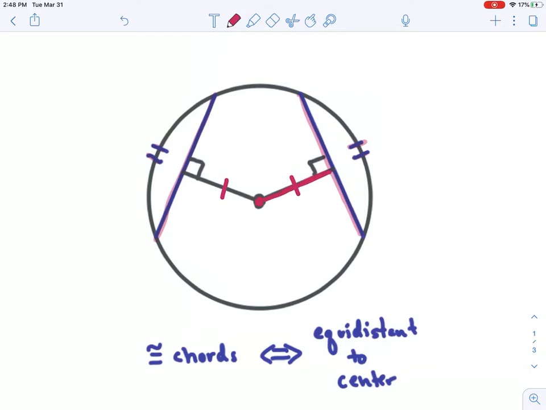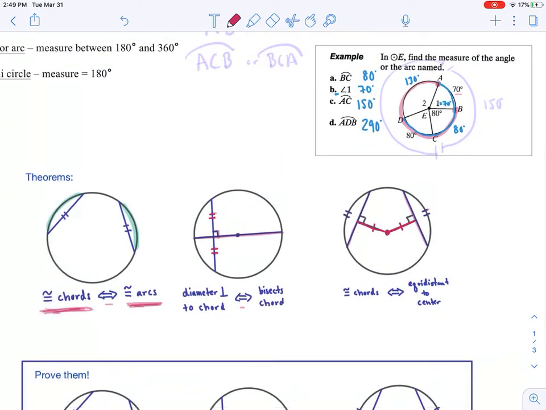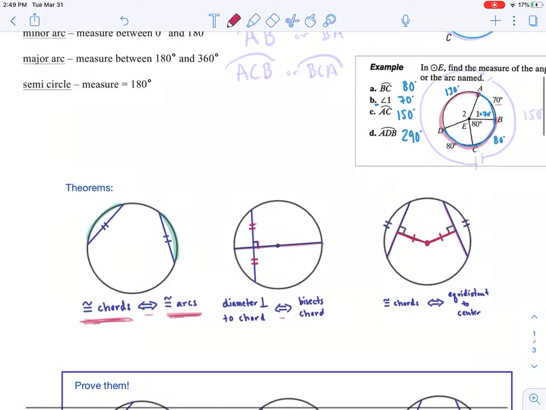That is the shortest route to get to the center. And then vice versa. If it's equidistant to the center, then the chords are congruent. Those are our three big theorems for this unit.